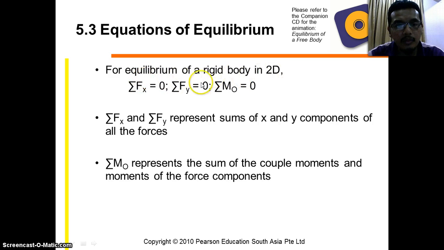For a frame of rigid body in 2D, the total resultant force in X component should be equal to 0, the total resultant force in Y component is 0, and the total moment about point O is equal to 0. So the total force in the Y direction equals 0, and the total moment about any point O, for example, equals 0. The total resultant forces in X and Y represent the sum of the X and Y components of the forces. The resultant moment represents the sum of couple moments and the moments of the force components, and it should be equal to 0.